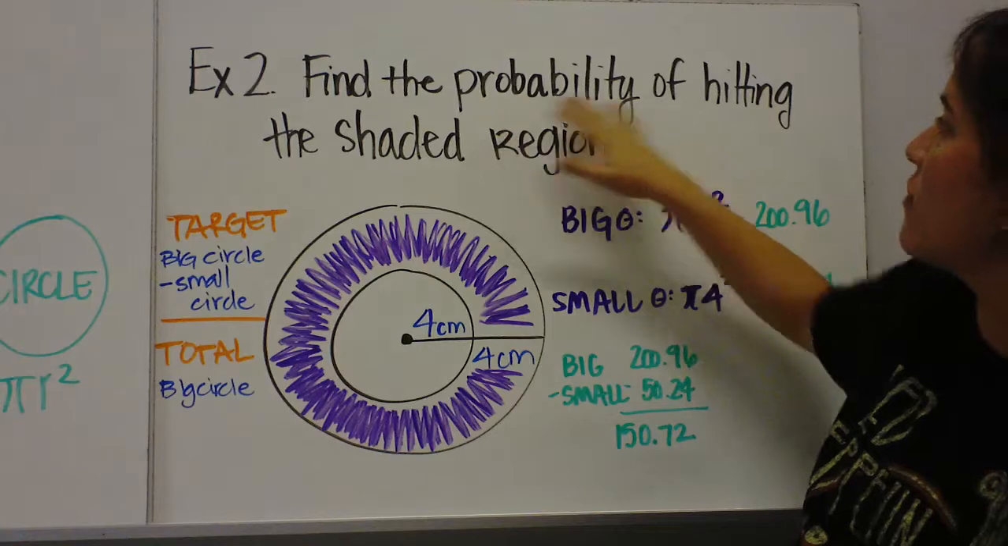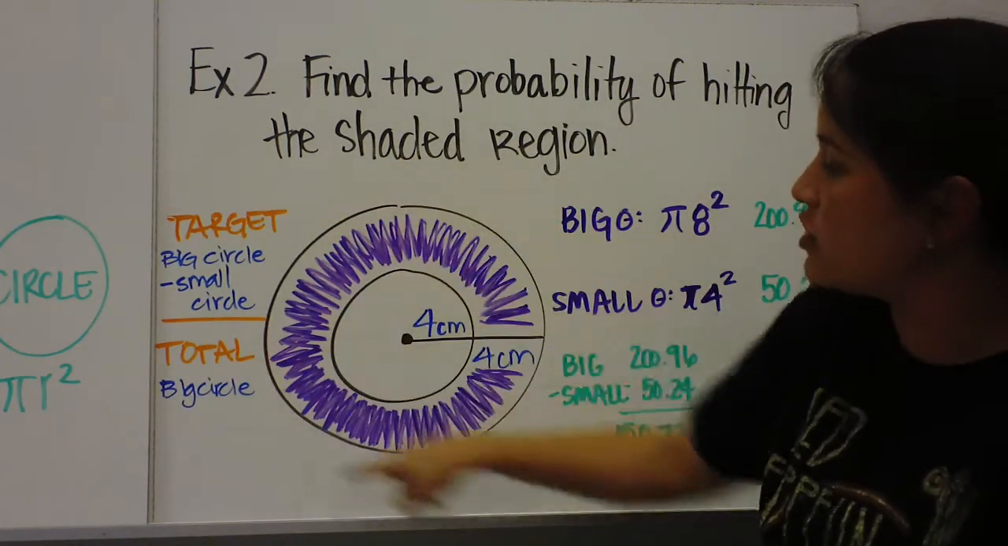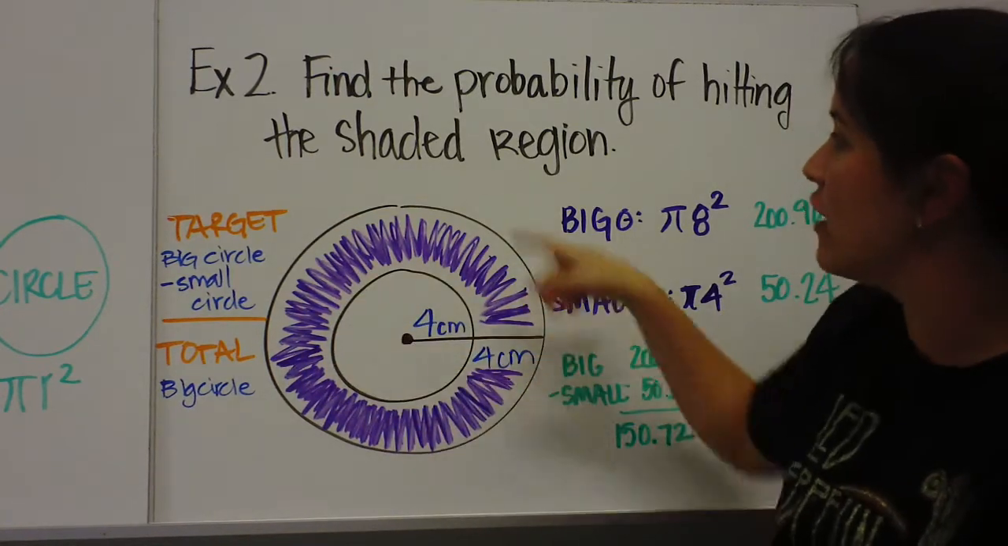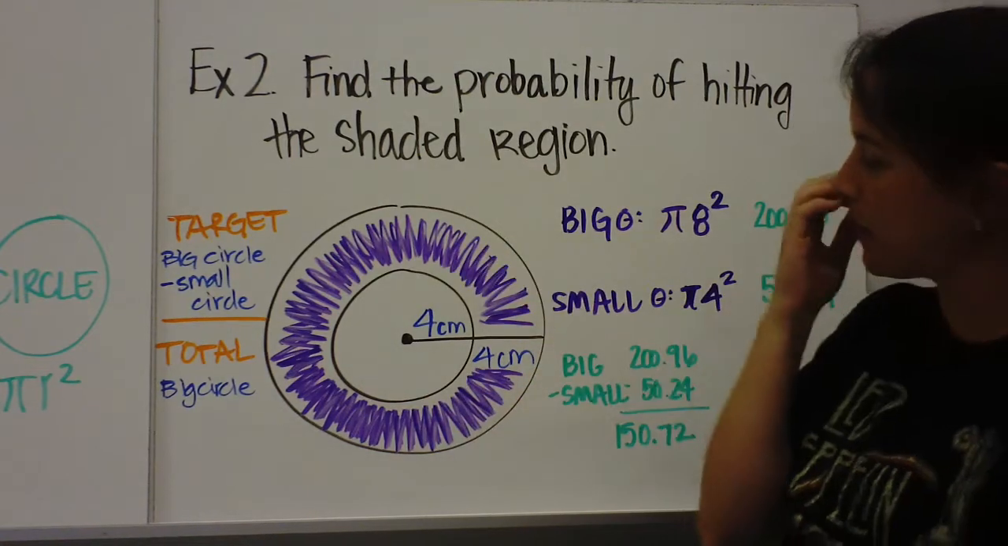Alright, example 2. Find the probability of hitting the shaded region. So we have two circles, an outer circle and an inner circle. Kind of looks like a tire. So what is the probability that you'd hit the purple shaded region?